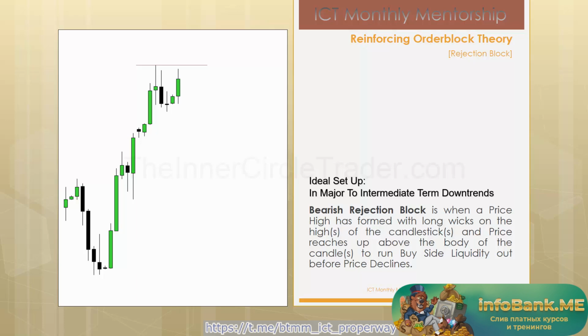And before we get into it, the ideal setups are found in major to intermediate term downtrends, and the bearish rejection block is when a price high has formed with long wicks on the high or highs. It can be more than one candle that forms a high of the candlestick or sticks and price reaches up above the body of the candle or candles to run the buy side liquidity out before the price declines.